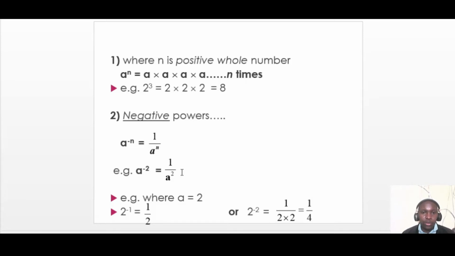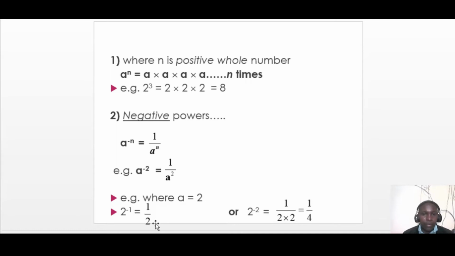Now, an illustration to explain this better. A raised to power negative 2 means 1 divided by a raised to power 2. You can see the negative sign has been dropped once we write this as 1 divided by. So negative means that it is an inverse.